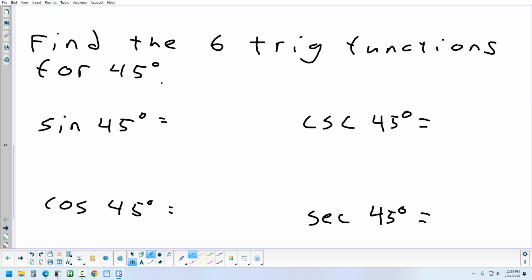Okay. When they ask you to find the trig functions and you're using the unit circle, what's the most important thing that you need to know? The coordinate. You need the coordinate. What did they give me in the problem right here? The degree. They gave me the angle. The angle is not what's important. You have to use that to get the coordinate.